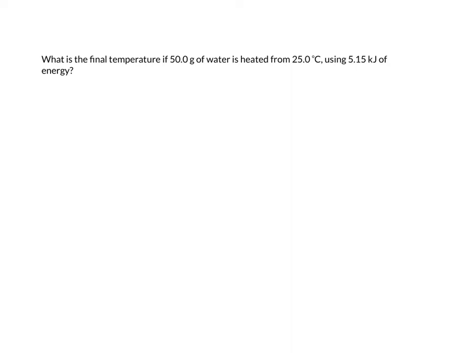Okay, what is the final temperature? So we're looking for TF. If 50 grams, so that's our mass of water, is heated from 25, so that's our initial temperature, using 5.15 kilojoules of energy. So that's our Q. So I want to find TF. So Q is equal to MC delta T. You can solve for delta T by rearranging. So Q divided by MC, because you move the M and the C to the other side, you do the opposite math. They were multiplying, now they're dividing.